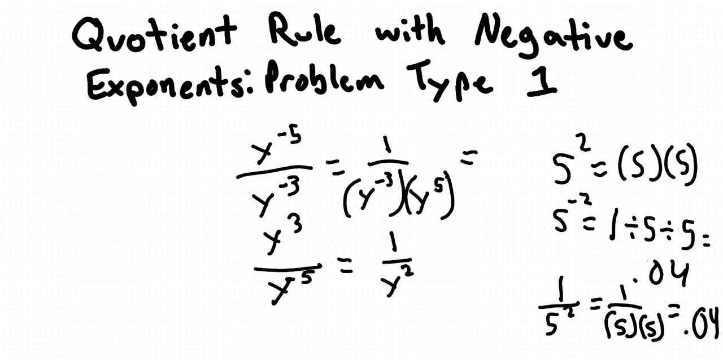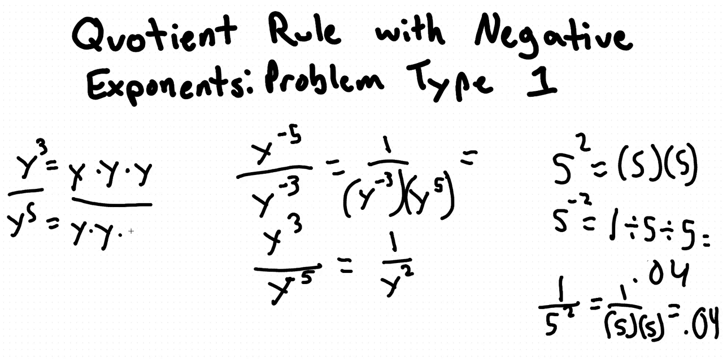Well, a different way to think about this would be to expand y to the third over y to the fifth power. So, y to the third in expanded form looks like y times y times y. And then this y to the third would be over y to the fifth, which would look like y times y times y times y times y. That's right. And now we want to cancel out the y's because y divided by y is equal to 1.